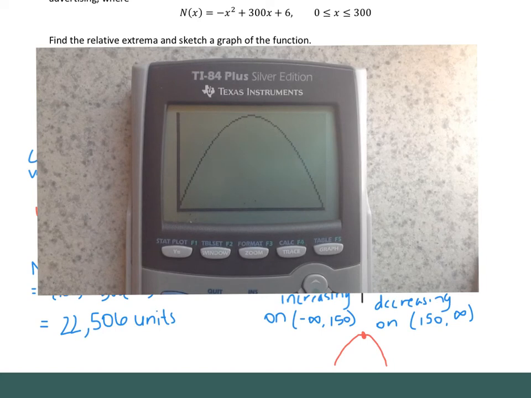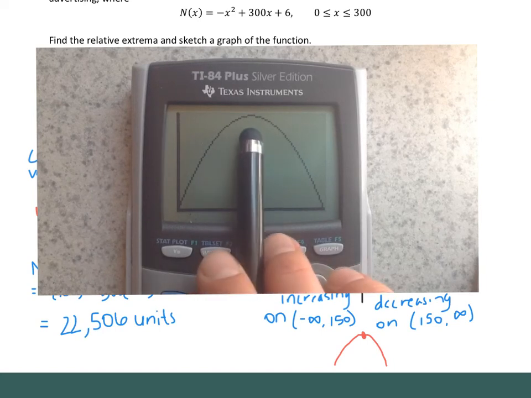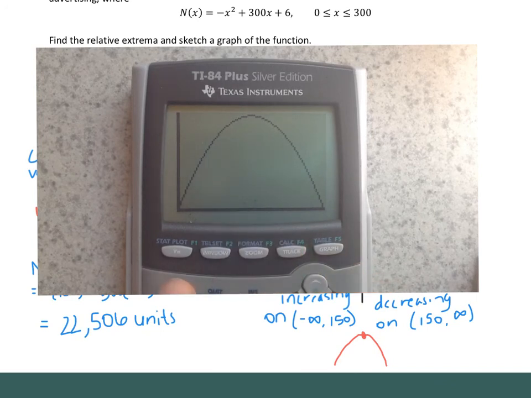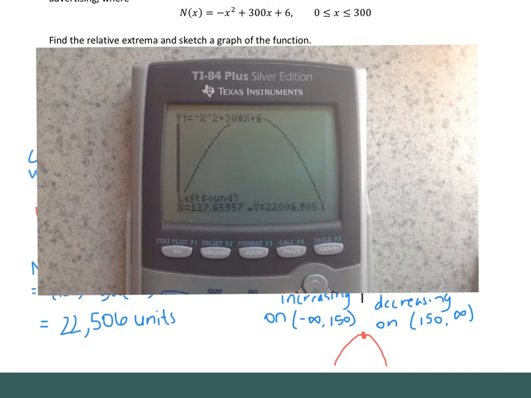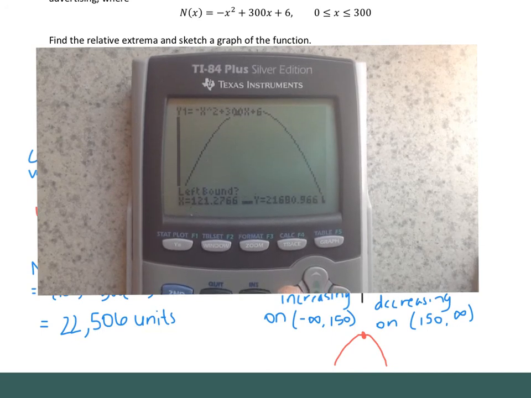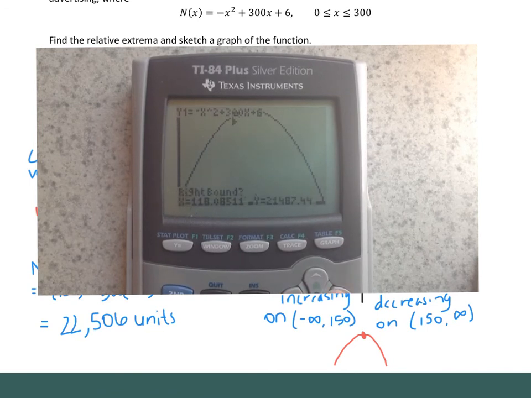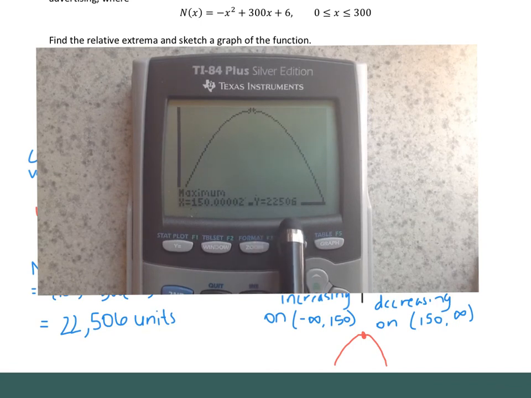So here's a graph of our function. If we want to check our relative maximum, we can go to second Calc, go down to maximum, and hit Enter. We want to make sure our cursor is on the left side of our maximum, so I'm going to use my arrows to move left, and hit Enter. Now I'm going to arrow over to the right of the maximum and hit Enter. Hit Enter again so that it will guess. And there's our maximum. It occurs when x is 150, and our maximum value is 22,506.